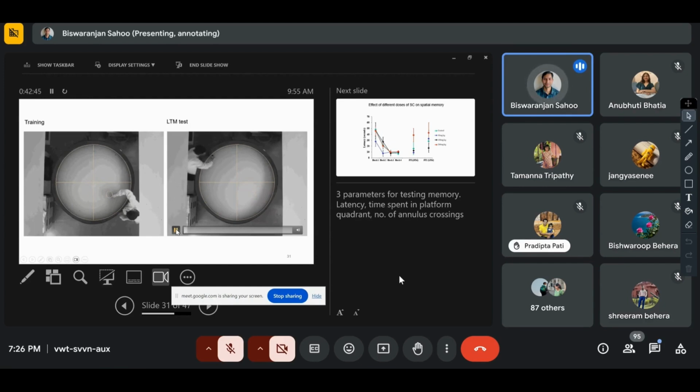So we release the rat. Now you are checking the long-term memory. It directly goes to the platform location. So it has a memory. But it is not finding the platform. It's trying to search where the platform was. It was all here. Now maybe it goes to some other area and explores, because it's not finding the platform. It was there already, but it's not finding it now. Now it again crosses. Now it crossed the annulus. So it has a very precise memory of where the platform was. The more crossings, the better the memory we assess.